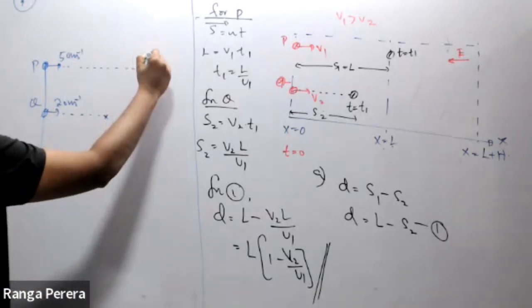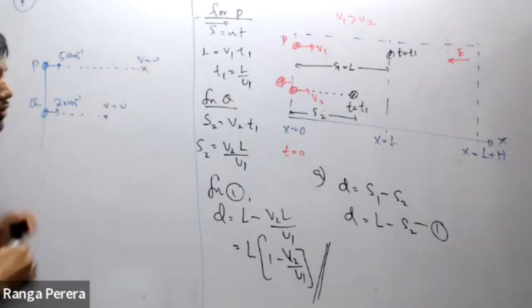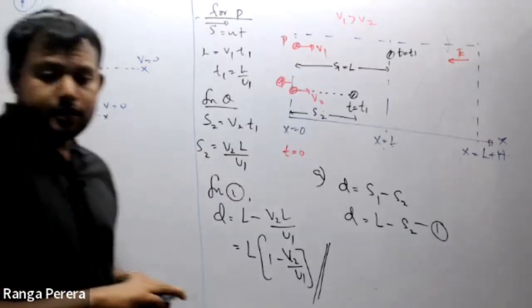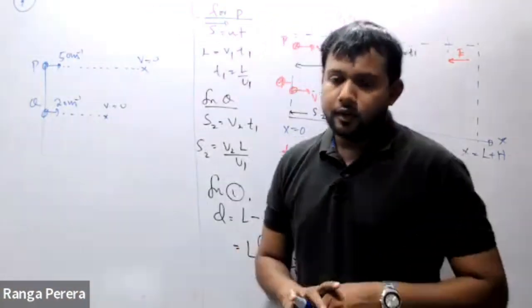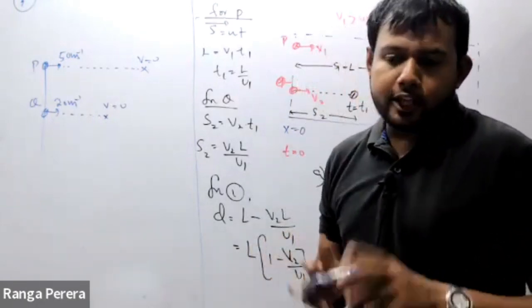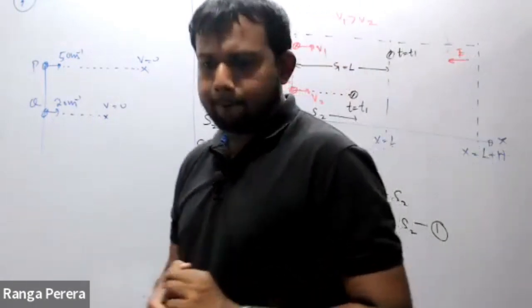So now the final velocity is 0. The final velocity is 0. Am I correct? How about the other students? Others are okay?